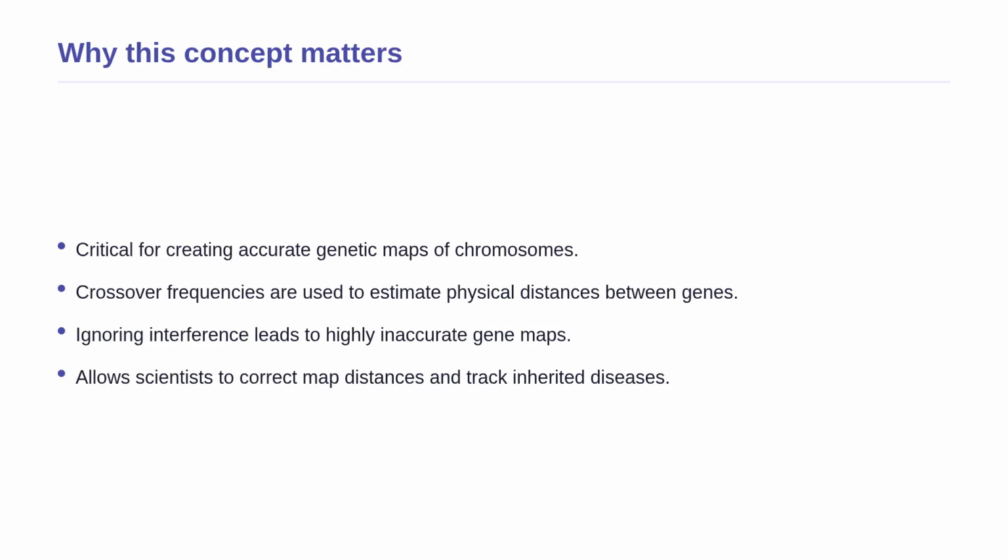You might be wondering why we need to calculate this coefficient at all. Understanding the coefficient of coincidence is absolutely critical for creating accurate genetic maps of chromosomes. When geneticists map the locations of genes, they use the frequency of crossovers to estimate the physical distance between those genes. If we ignore the fact that one crossover suppresses another, our mathematical predictions for double crossovers will be completely wrong. This would lead to highly inaccurate gene maps.